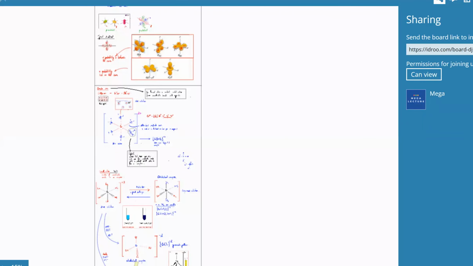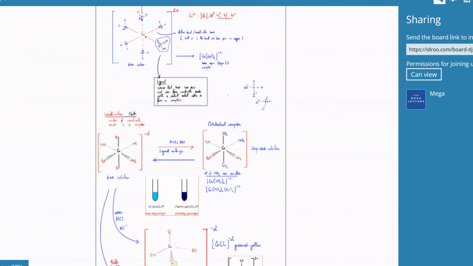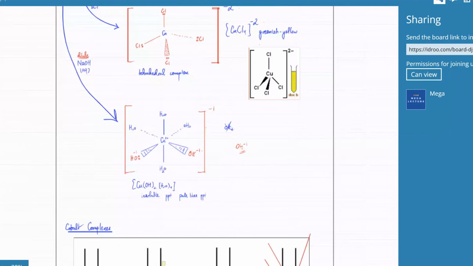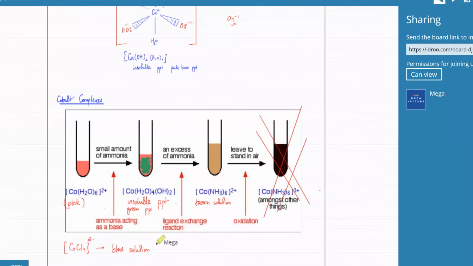Okay. So just remember, you don't have to remember all the complexes. You just have to remember a few of them. Copper and cobalt. That's it. Okay. So we'll continue from this point onwards in the next class.